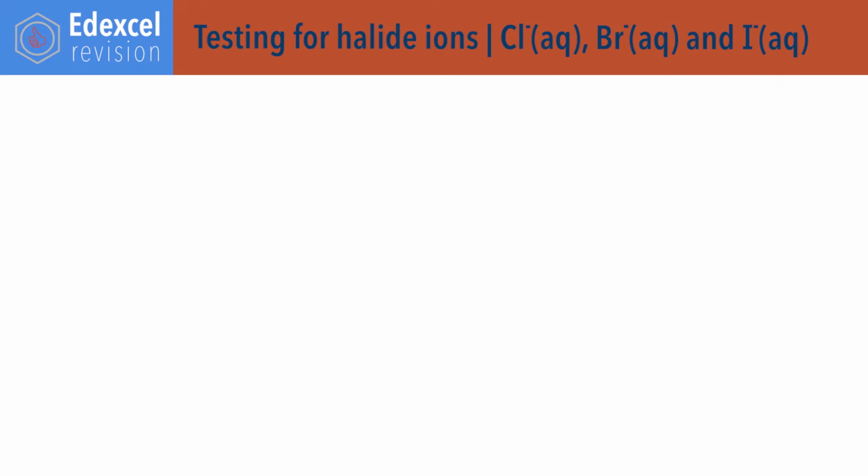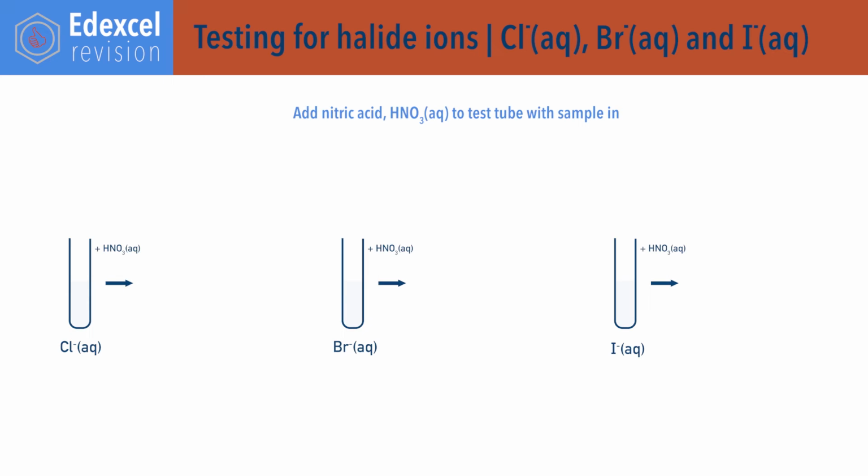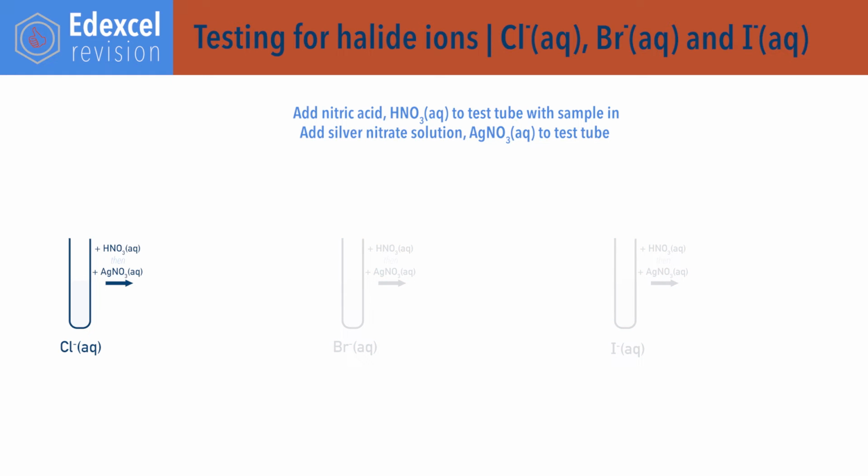Aqueous halide ions, chloride, bromide, and iodide, can be identified by using their reactions with aqueous silver nitrate followed by ammonia solution. Nitric acid is added to a sample solution followed by aqueous silver nitrate solution. If any of the three halide ions are present in the sample solution, insoluble silver halide precipitates get formed. If chloride Cl- ions were present, a white precipitate of silver chloride, AgCl, gets formed.